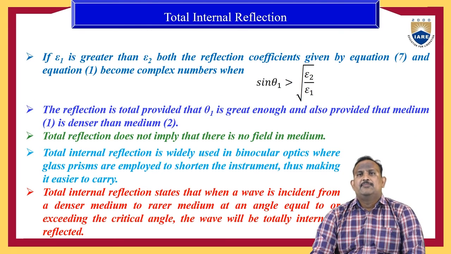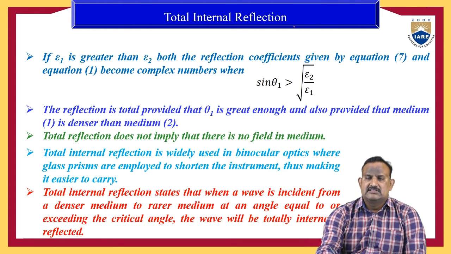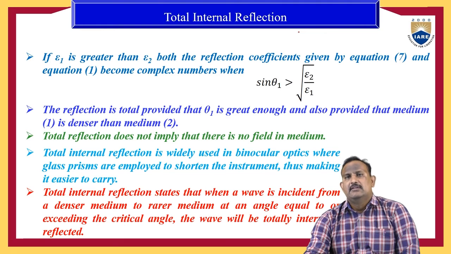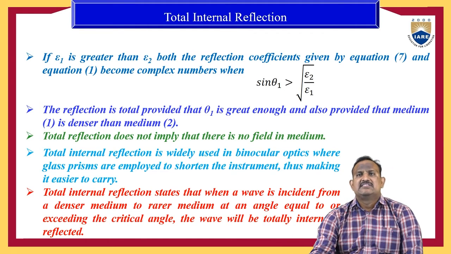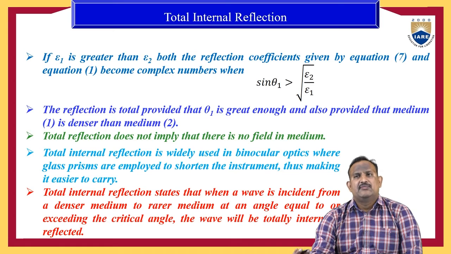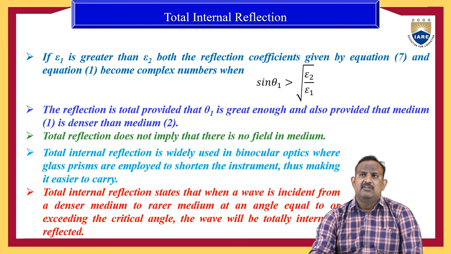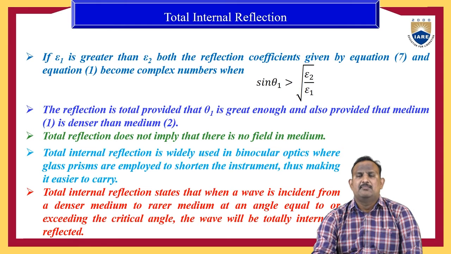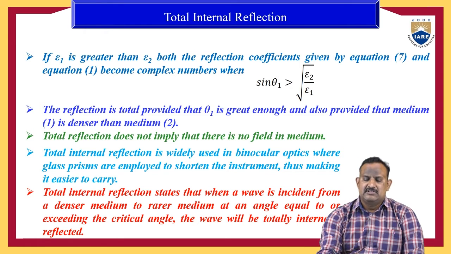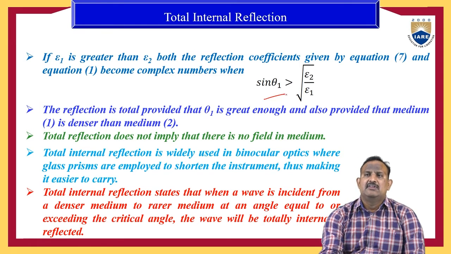So here, we'll discuss total internal reflection. In total internal reflection, let us assume epsilon 1 and epsilon 2 for media 1 and media 2. If epsilon 1 is greater than epsilon 2, both reflection coefficients given by the previous equation, equation 1, become complex numbers. Because of the complex numbers, we can define sin theta 1 is greater than root of epsilon 2 by epsilon 1.